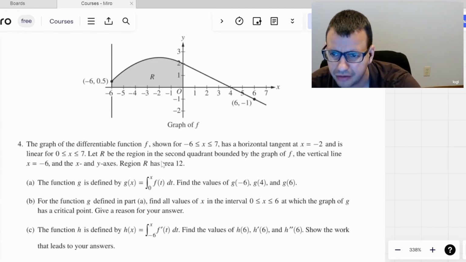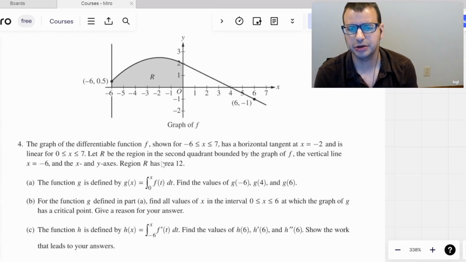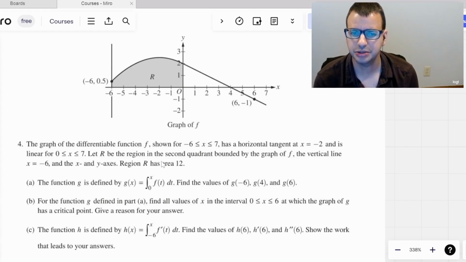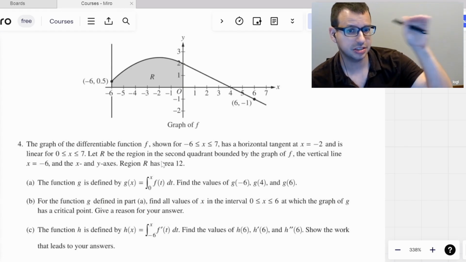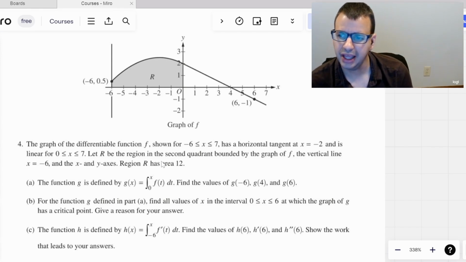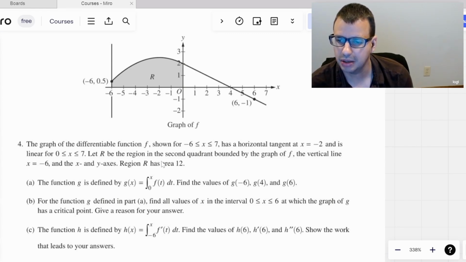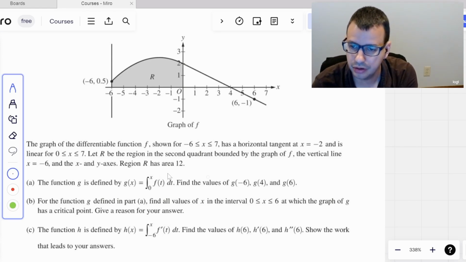We have a graph of a differentiable function f shown above from -6 to 7. It has a horizontal tangent at x equals 2, meaning the slope is 0. It's a maximum, and is linear from 0 to 7. Let R be the region in the second quadrant, bounded by the graph of f, the vertical line x equals -6, and the x-axis. The area of region R is 12.